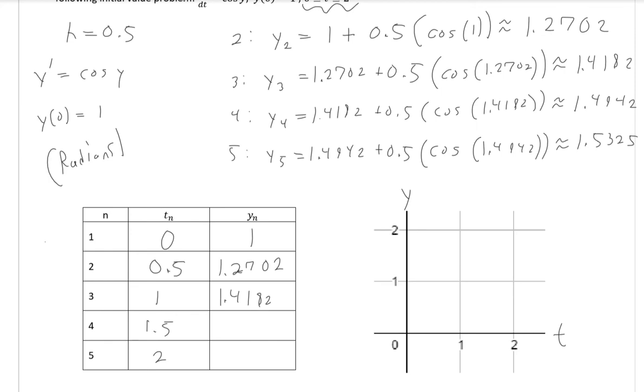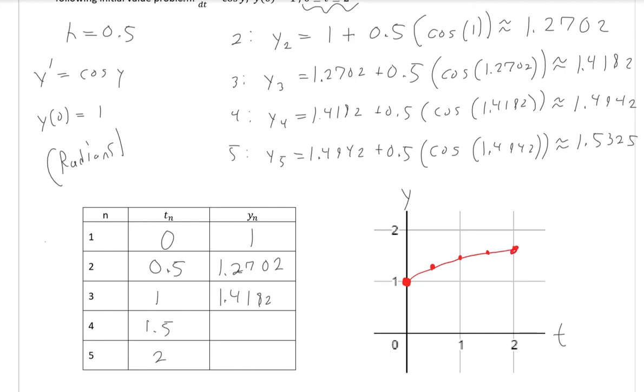And then if we graph these points, 0 and 1 are right there. 0.5 and 1.27 is maybe there-ish. 1 and 1.4 is maybe there. 1.5 and 1.49, around the same place. Maybe I went a little too high there. Such small incremental changes is hard to represent. We get a graph that looks kind of like this.